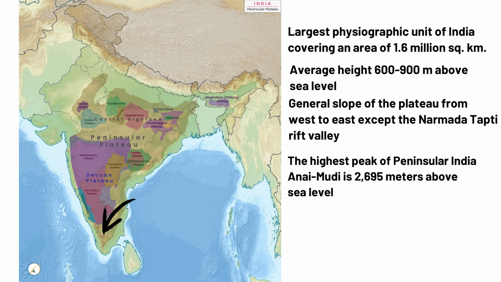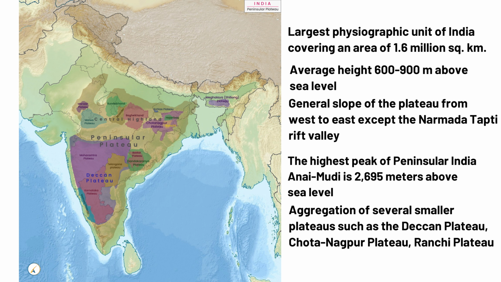of this country. And if we look at Peninsular Plateau, you can see that it's a combination of some smaller plateaus and uplands. For example, Deccan Plateau. You can see that on the map. Chota Nagpur Plateau, Ranchi Plateau, Baghelkhand, Bundelkhand upland, etc.